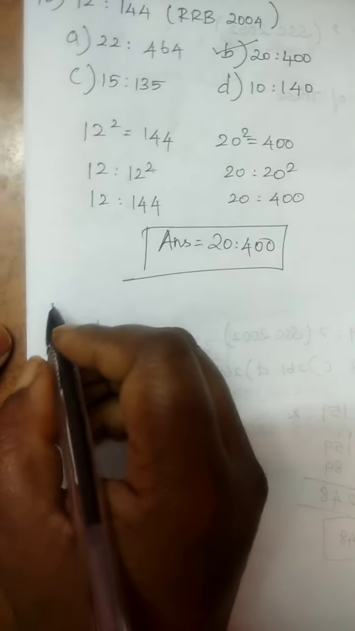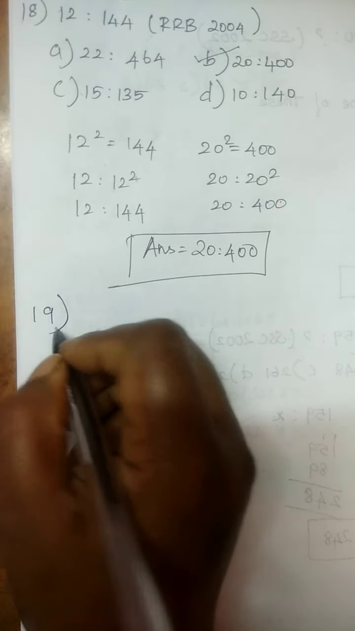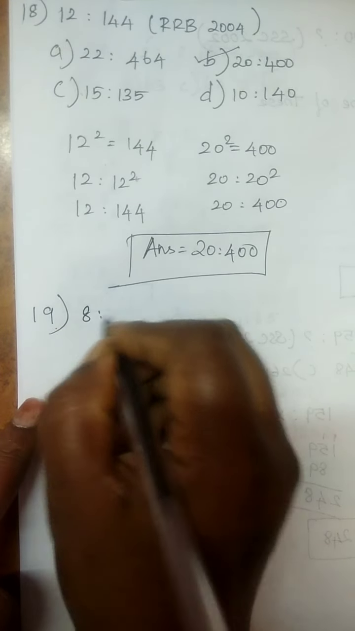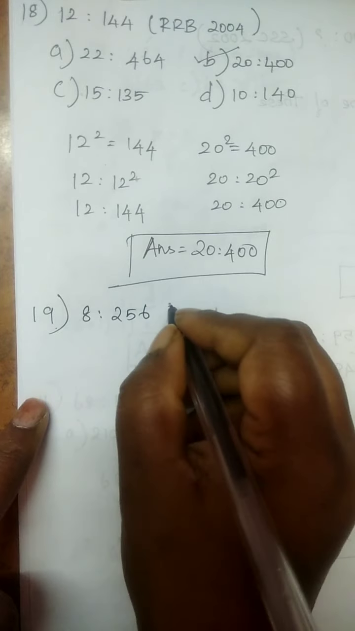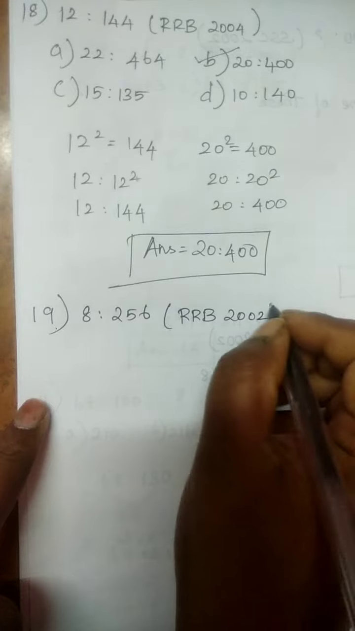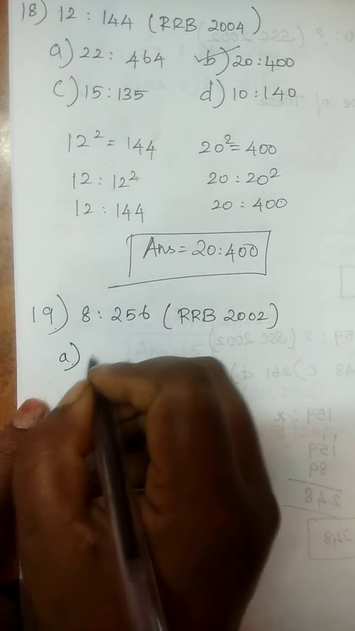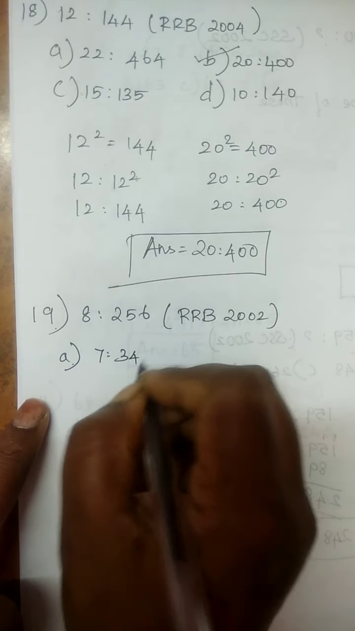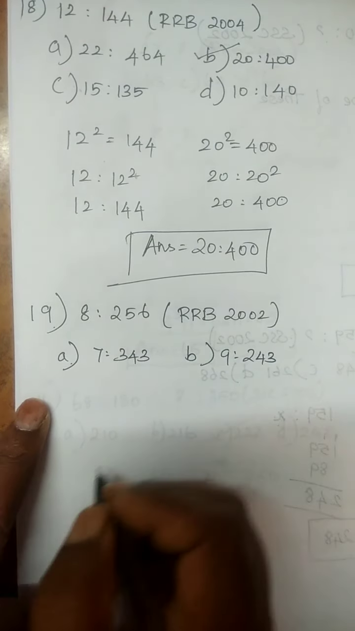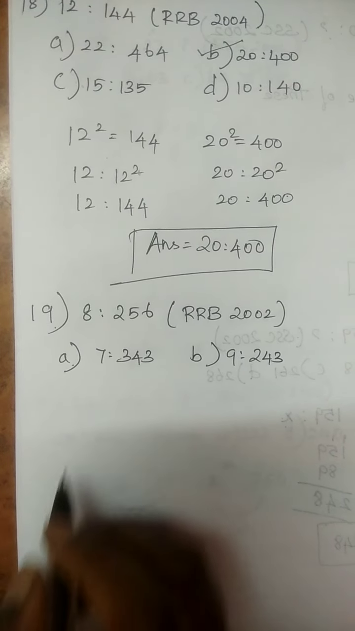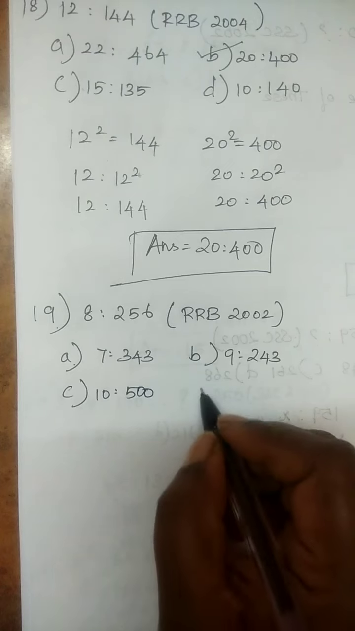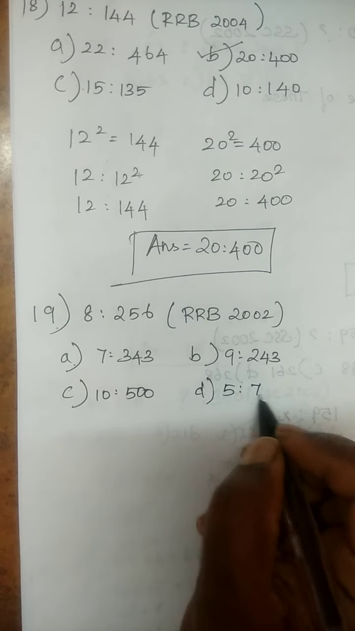Now I am moving to 19 sum. 8 is to 256. Asked in an exam, RRB 2002. And the options are A, 7 is to 343. Option B, 9 is to 243. Option C, 10 is to 500. Option D, 5 is to 75.